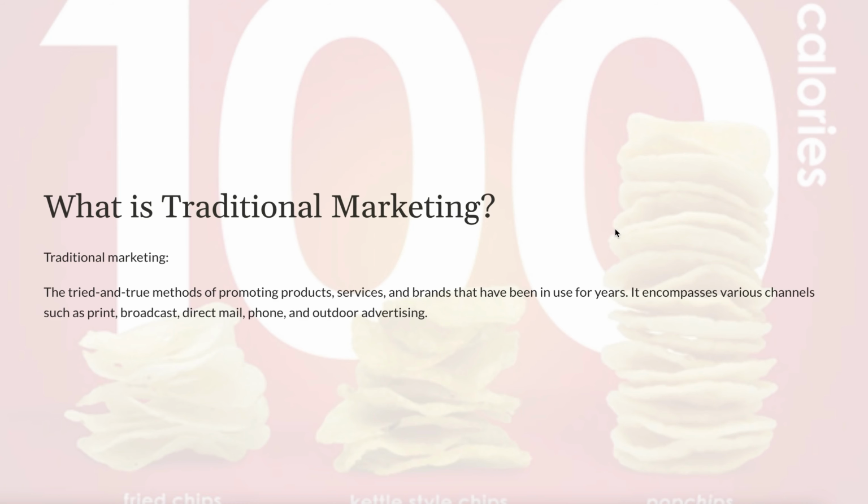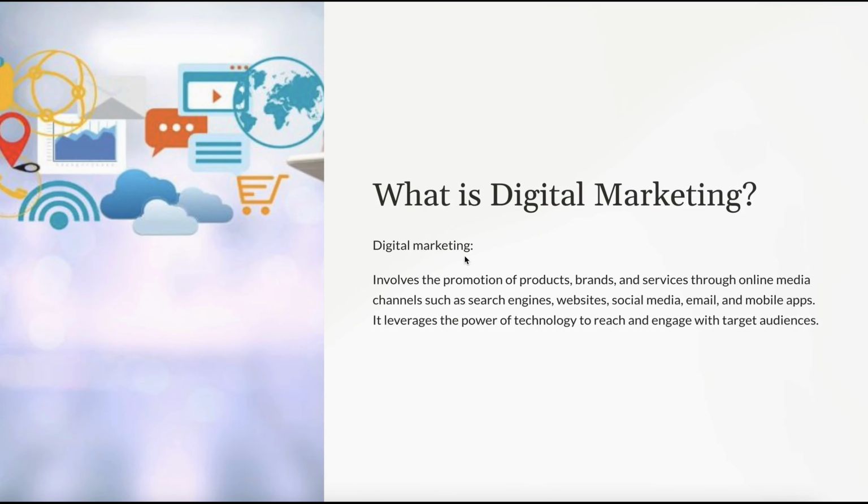So what is traditional marketing? Traditional marketing is that tried and true method of promoting a product, service, or brand that has been in use for years. This is going to use various channels such as print, broadcast, direct mail, phone, and even outdoor advertising. So then what is digital marketing?